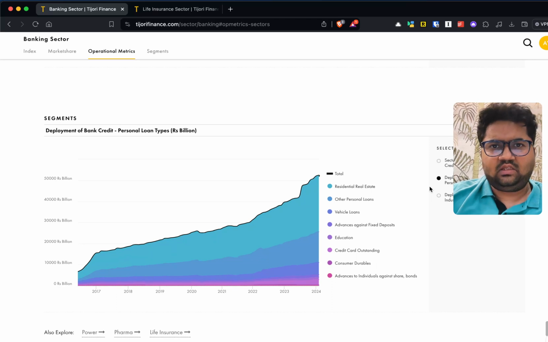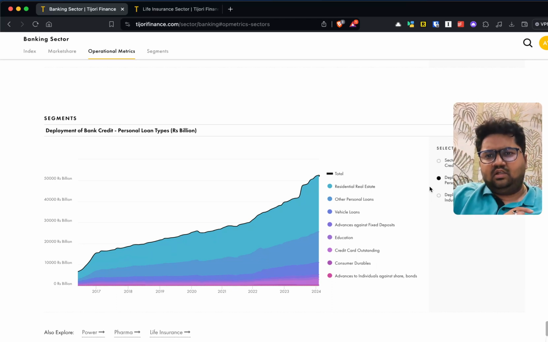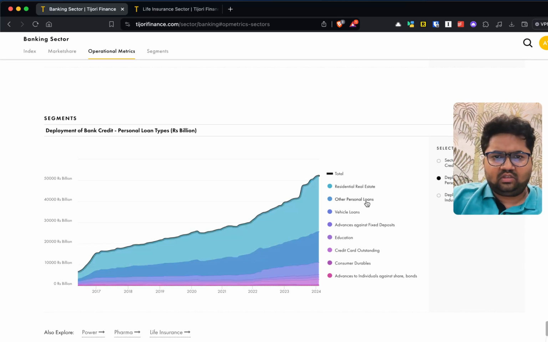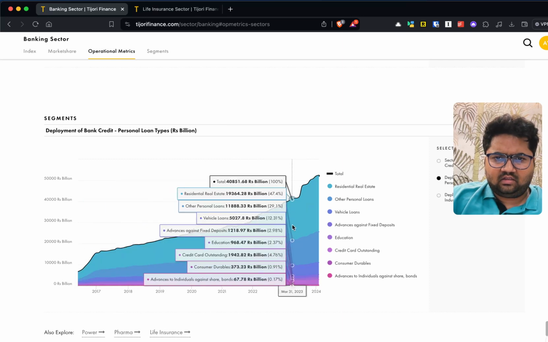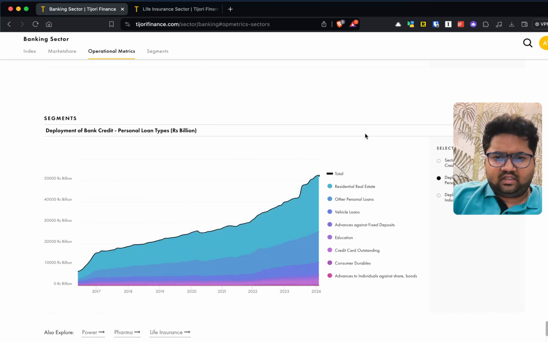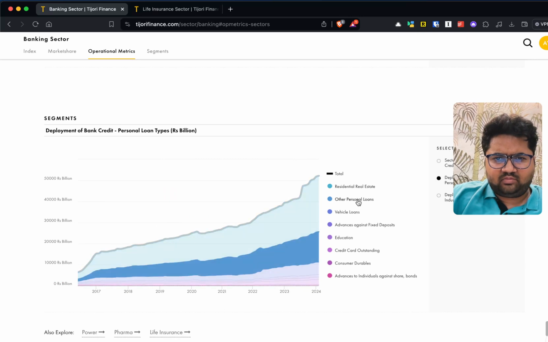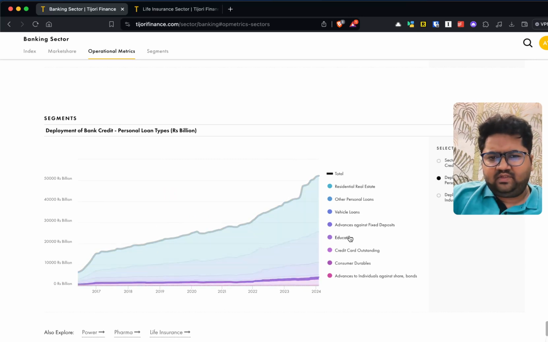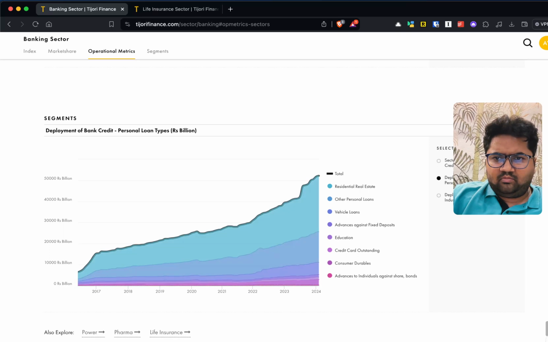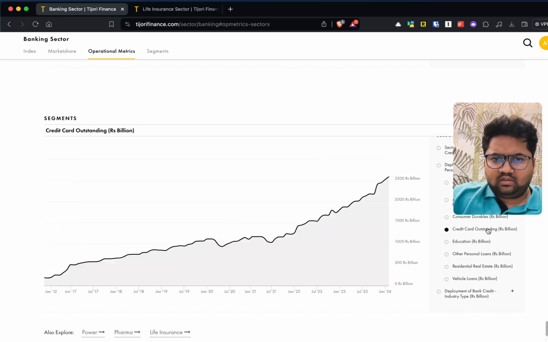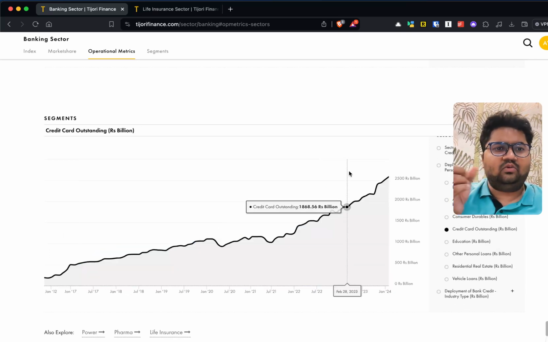But another interesting metric is deployment of bank credit by personal loan types, where the credit has gone essentially. Real estate is really there, residential real estate, and then you have other smaller categories like other personal loans, vehicle loans, FD based loans, education. Credit card outstanding payment is also, I think, interestingly, a number which we should study separately. So if you see, the loans people are taking, or the outstanding credit loans, is also increasing.